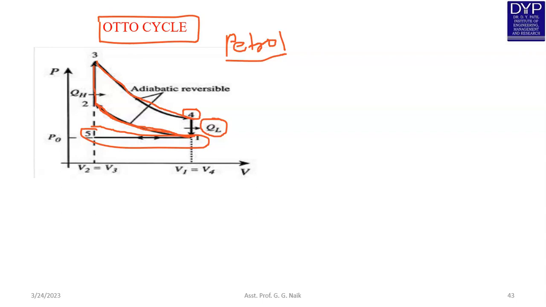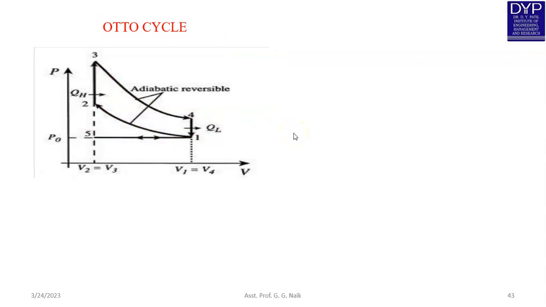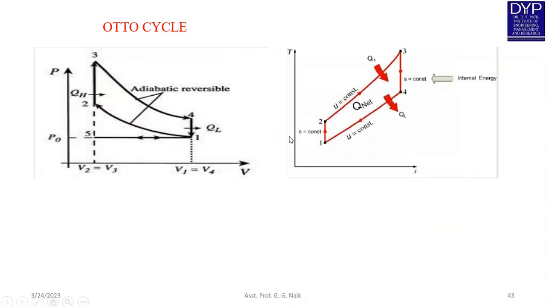Now let us see this diagram on the TS diagram. So this is the TS diagram, the temperature entropy diagram. As we have already mentioned, during the process 1 to 2, entropy remains constant. That's why this 1 to 2 process is also called isentropic compression, and 3 to 4 is also called isentropic expansion. And from 2 to 3, a lot of heat is added into the combustion chamber. That's why the temperature suddenly rises from point 2 to point 3. And 4 to 1 is the heat rejection process.